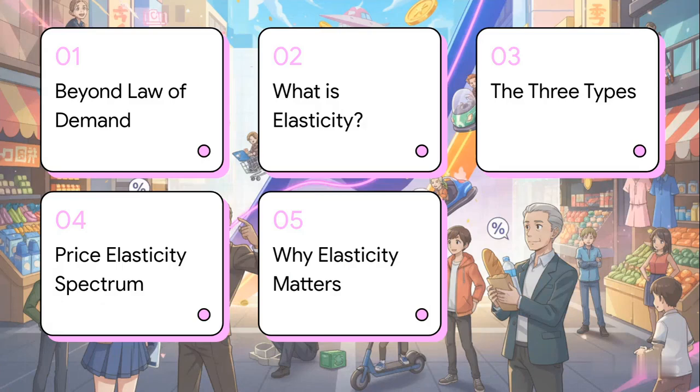Here's what we've got on tap. We're going to start by looking beyond the basic law of demand. Then we'll nail down what elasticity actually is. After that, we'll cover the three main types, do a real deep dive into the spectrum of price elasticity, and then wrap it all up with why any of this actually matters in the real world.